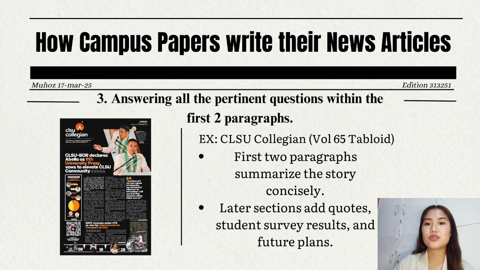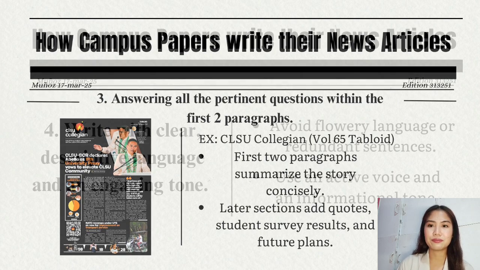The first two paragraphs of the Collegian's article answer the essential questions concisely, allowing readers to grasp the key points without having to dig through the entire article. Quotes and additional details appear in later paragraphs, maintaining clarity and logical flow. The use of a student survey, such as the Poso ng CLSU ones, provides quick insight into community engagement, reinforcing the article's credibility and relevance. By following these principles, utilizing the inverted pyramid style, creating a compelling headline, and addressing key questions early, writers can craft articles that are clear, engaging, and accessible to readers.